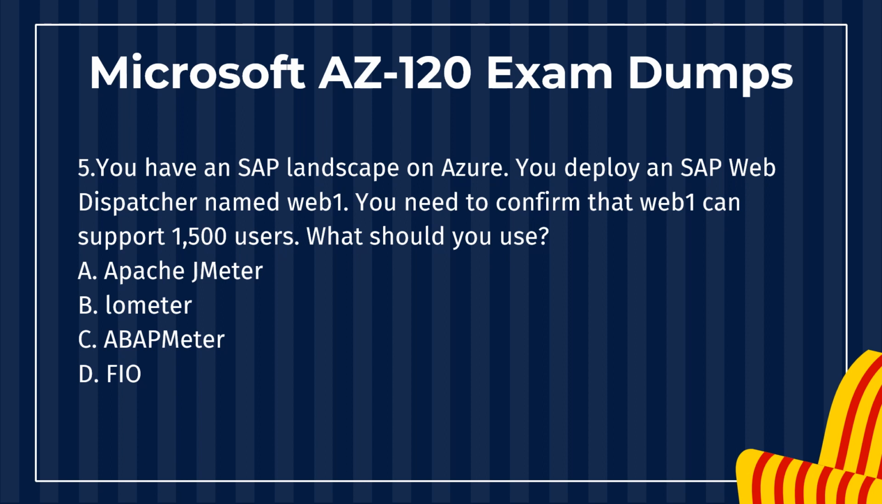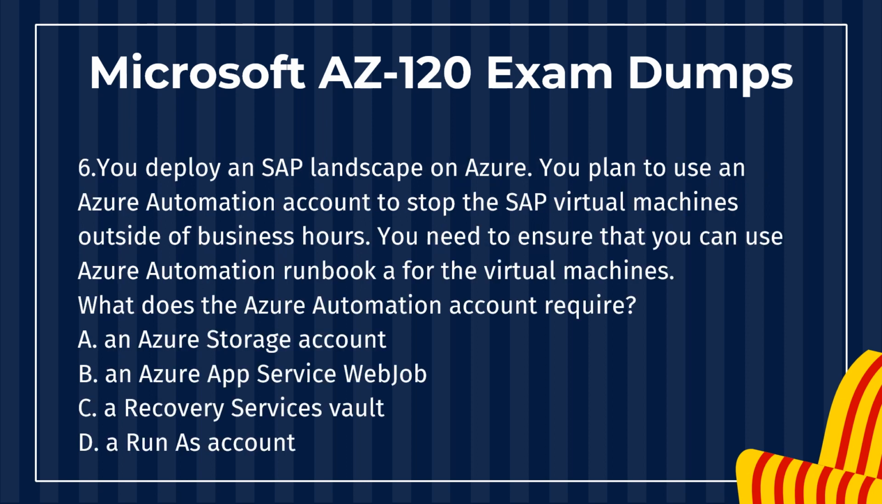5. You have an SAP landscape on Azure. You deploy an SAP Web Dispatcher named Web1. You need to confirm that Web1 can support 1,500 users. What should you use? A. Apache JMeter. B. Iometer. C. ABAP Meter. D. FIO.